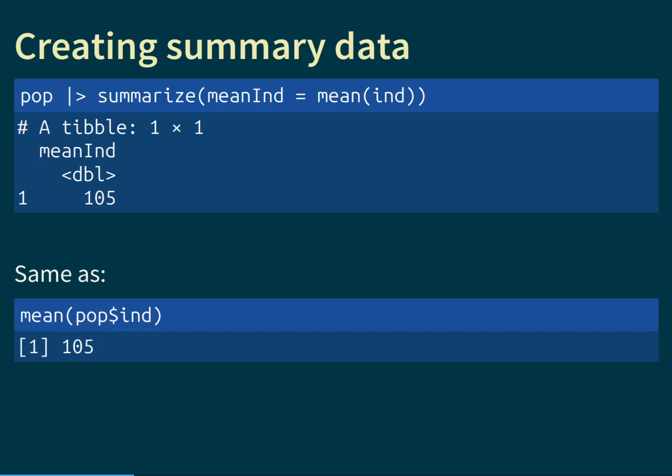Incidentally, as a side note, I should mention that summarise has an alternative spelling. Namely, it can be spelled with a Z like we have done so, or with an S. The two are completely equivalent. You are welcome to choose whichever spelling you prefer.